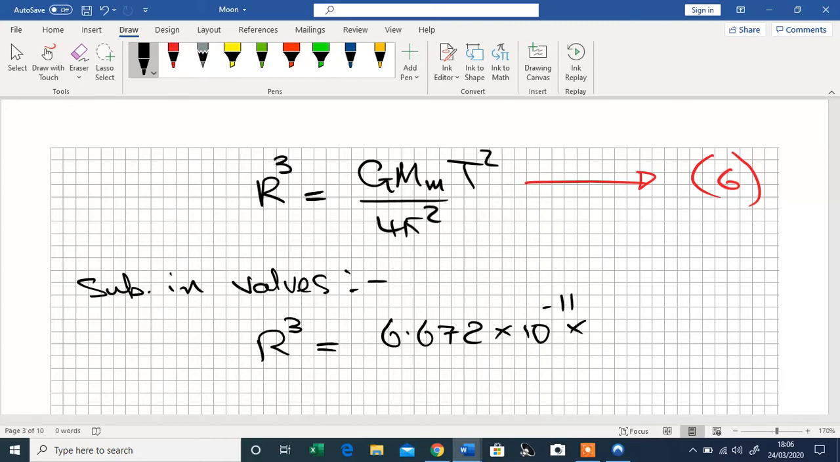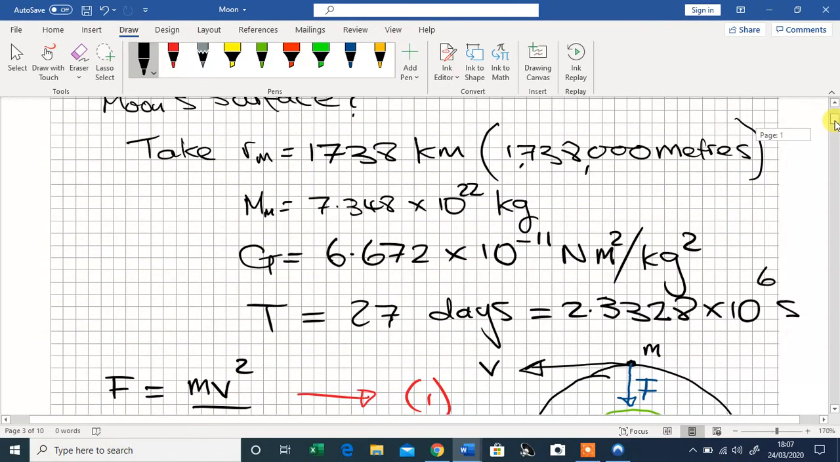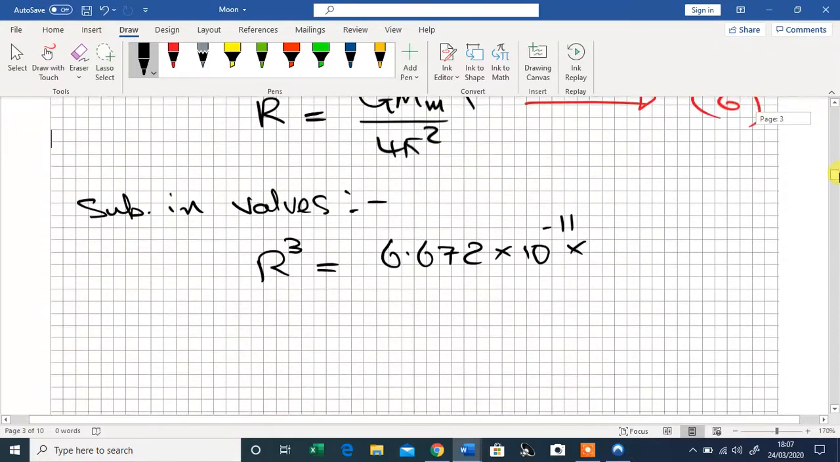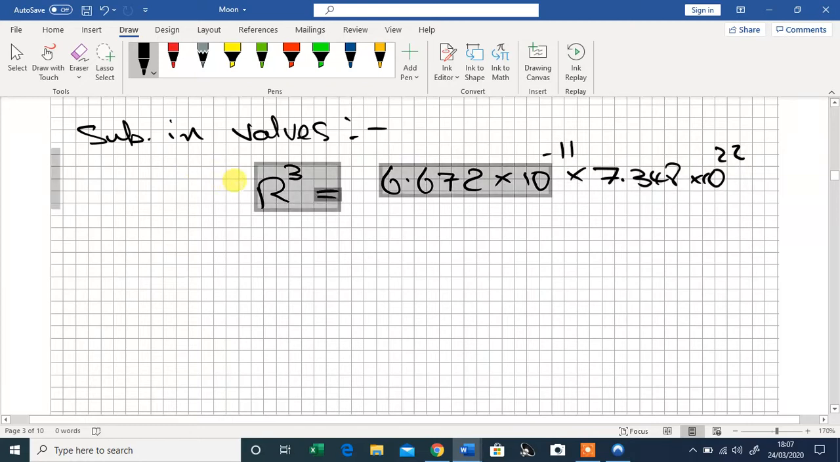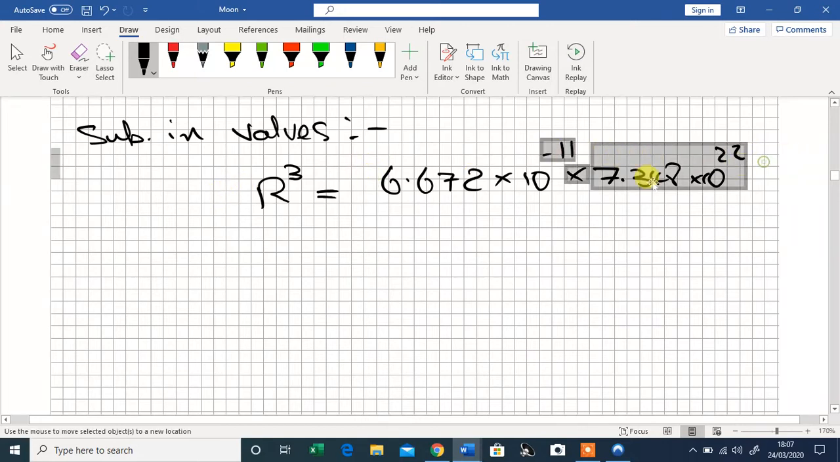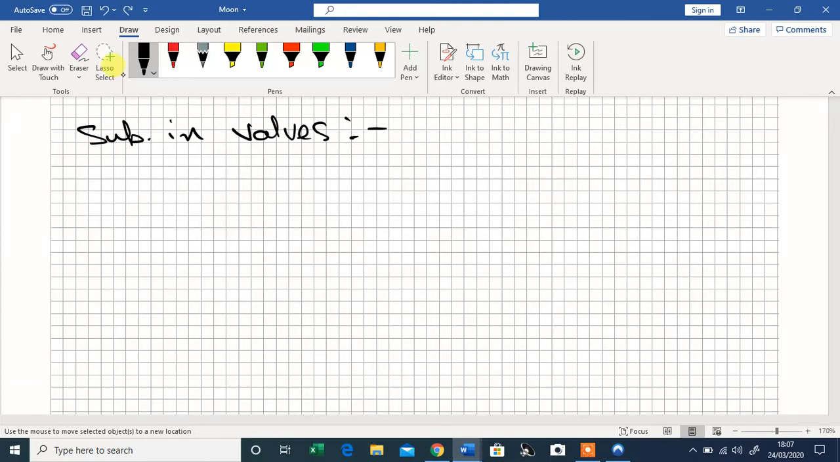We have to scroll up for this again. 7.348 times 10 to the 22, and I haven't left enough space on there for myself, so let me erase that and push everything up to the left hand side a bit more. Sometimes I do this, so many apologies.